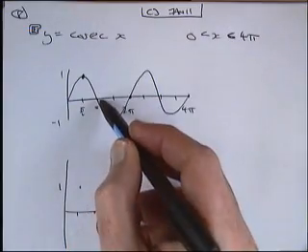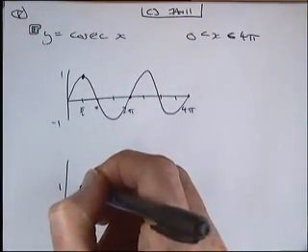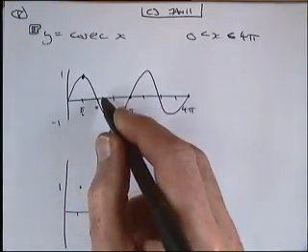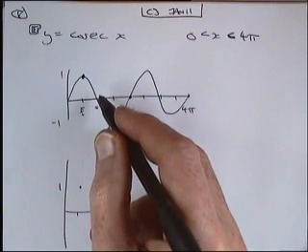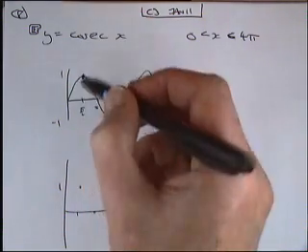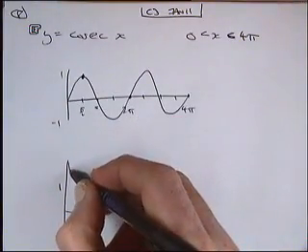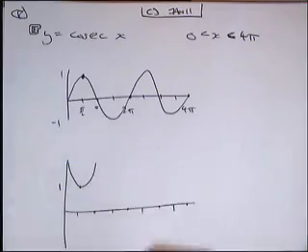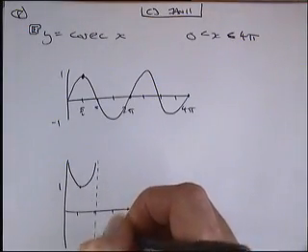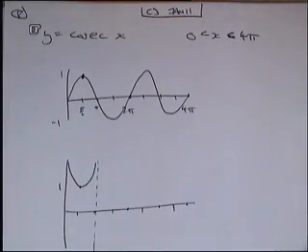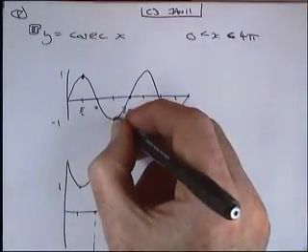Here at pi, it will have a height of 1 over 0, 1 divided by 0. 1 divided by 0 is undefined, it's tending towards infinity. Same thing would be happening here, tending towards infinity. So what's going to happen is I'm going to have that here, and there'll be an asymptote down here at pi.